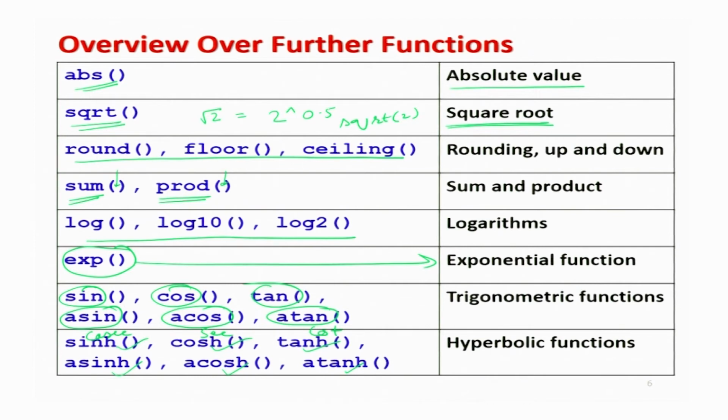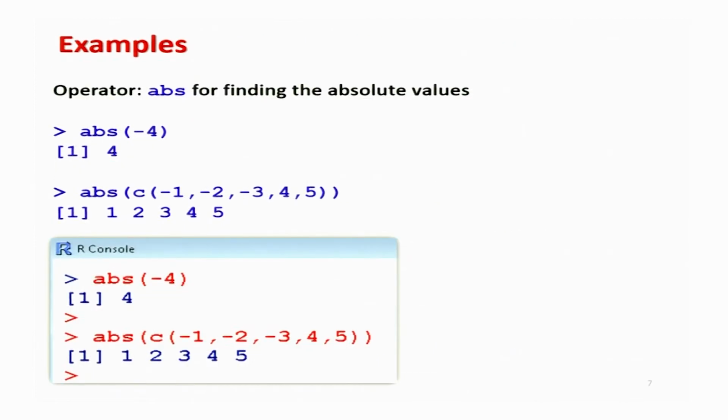So, I try to take some examples so that I can explain to you the different aspects of using these functions. For example, if I use the operator ABS, this ABS is used for finding the absolute values. So, if you see the function ABS of minus 4, the absolute value of minus 4 is actually 4. So, it will give you the answer 4.